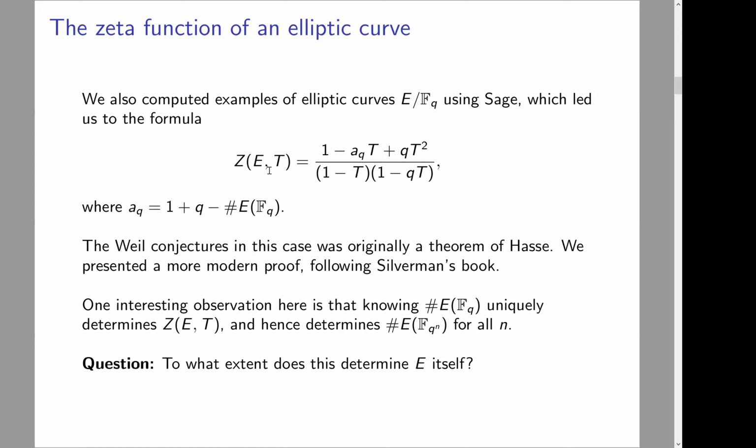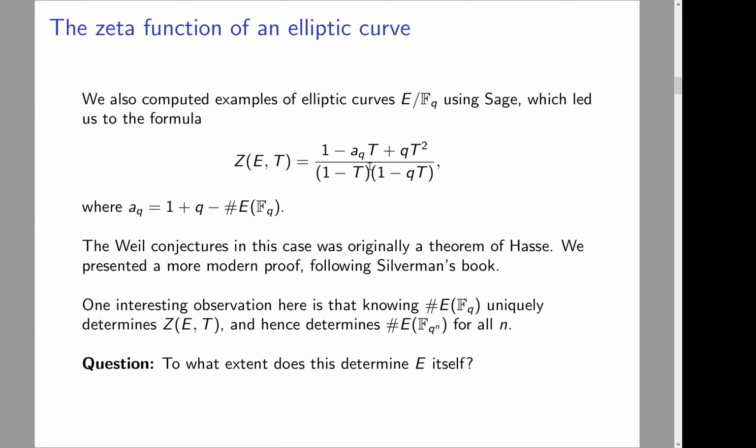The zeta function of an elliptic curve is 1 minus aqt plus qt squared, with these two terms in the denominator, 1 minus t and 1 minus qt. So as we said, this is first of all what we expect for a curve. The 1 minus t would be our P0, this numerator is our P1, and this 1 minus qt is our P2. So that works.